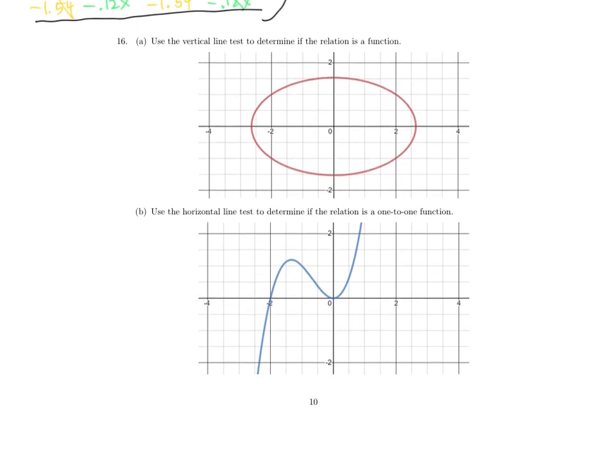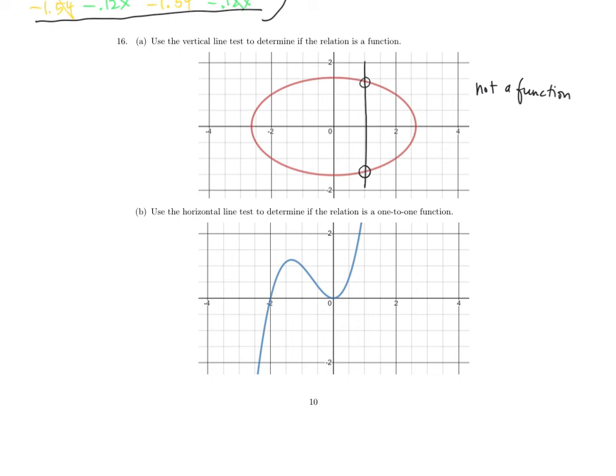All right, number 16, part A and part B. Use the vertical line test to determine if the relation is a function. So a vertical line test. You're just going to draw a vertical line anywhere through the graph. If any vertical line that you draw will pass through the graph more than once, it's not a function. So this is not a function because a vertical line will pass through it more than once.